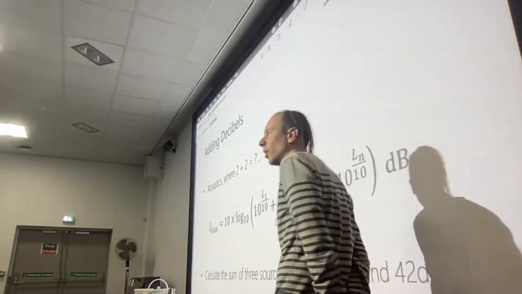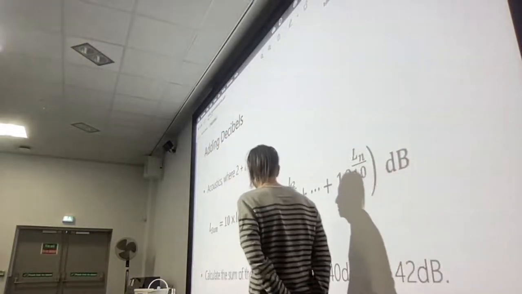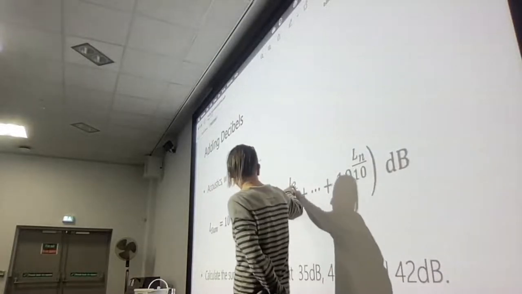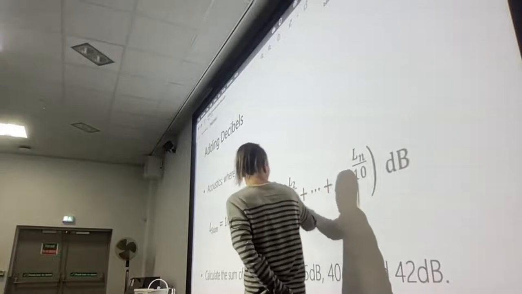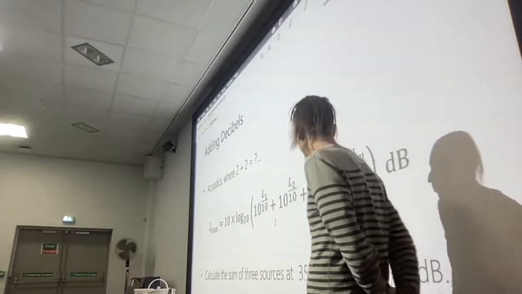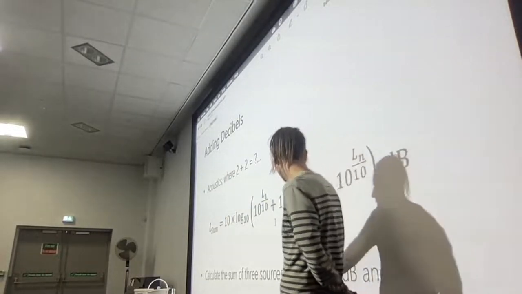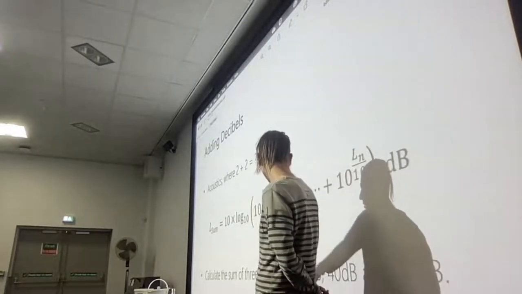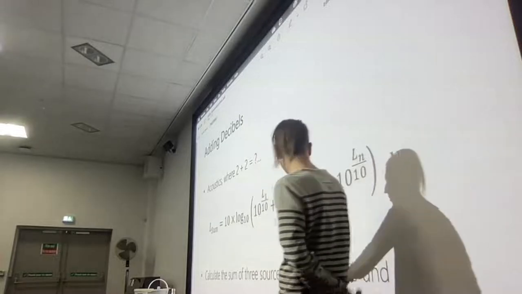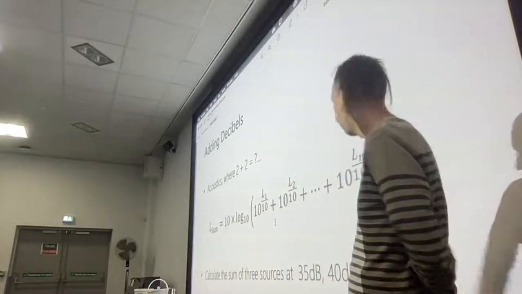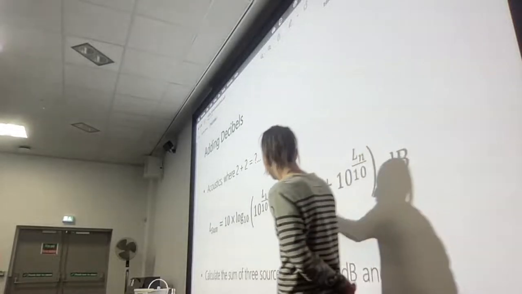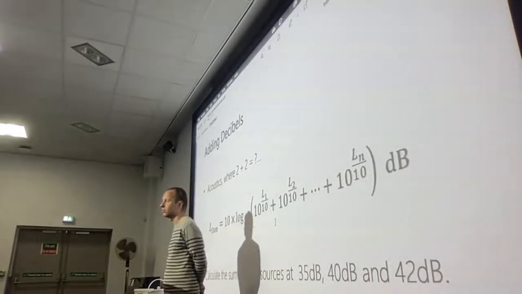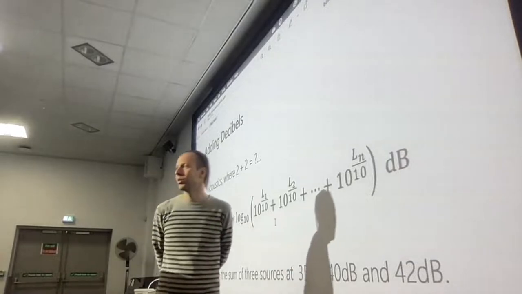I see a few laptops if anyone is inclined. All you do is you put in your dB values into level 1, level 2, as many levels as you want. So you could do this fairly quickly: 10 to the power of 35 over 10, or in essence, 10 to the power of 3.5, 10 to the power of 4, 10 to the power of 4.2. You add these up, take the log 10 of that, do 10 times this, and do the sum.